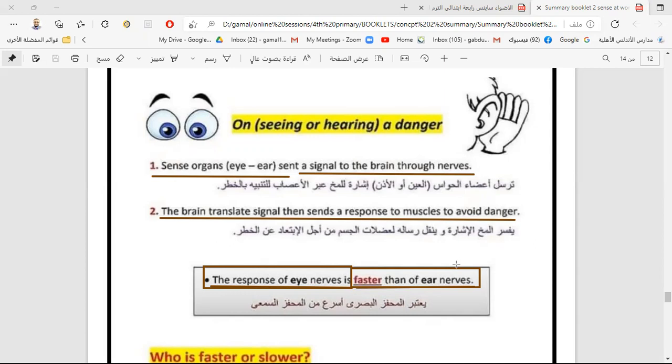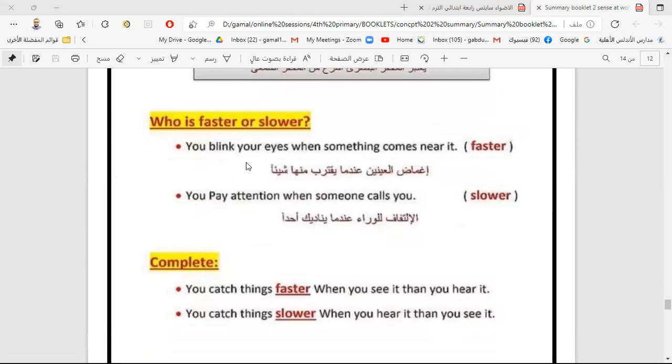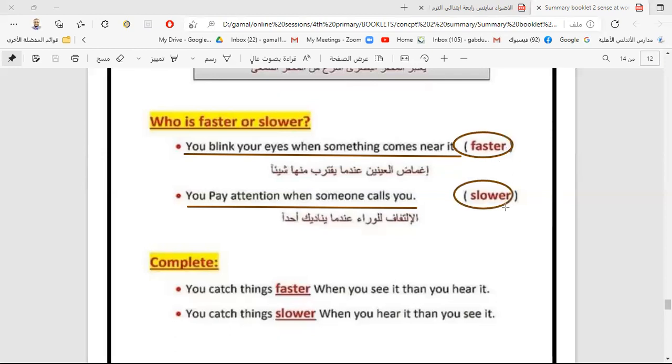Okay. Sohaib, let's go to answer. Are you ready, Sohaib, to have a question? Which is faster: blinking your eye when something comes near your eye, or paying attention when somebody calls you? Which is faster? Your blink. Very good. Blinking is faster than hearing.